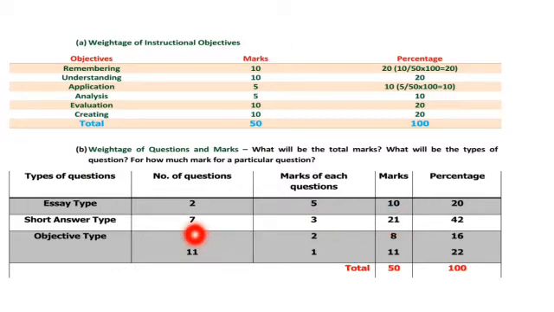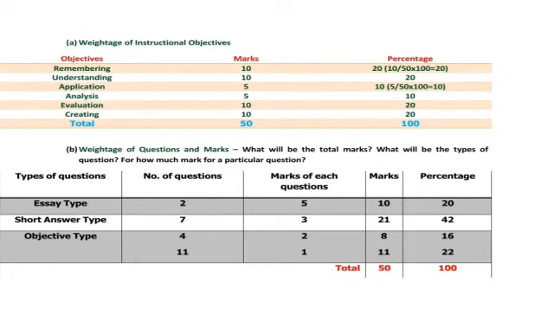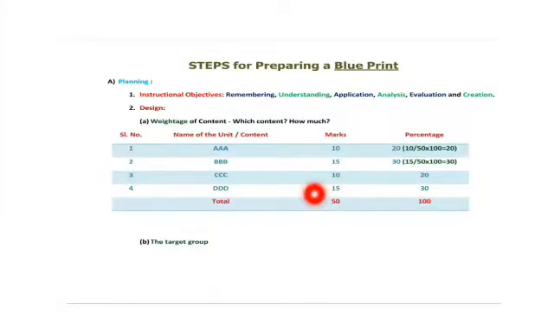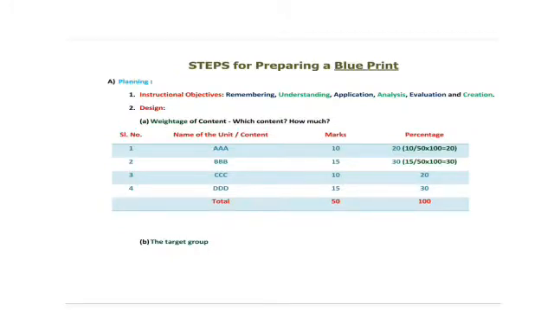Now as for short answer type, there will be 7 questions, each of 3 marks, meaning 21 marks. The total will be 21 marks. Objective, as I have already stated. So in this way, the marks are divided and distributed in terms of the types of questions, the instructional objectives, and the contents. Clear? You will be a little confused, but as we go further, you will understand it in a better way. Just have a look.